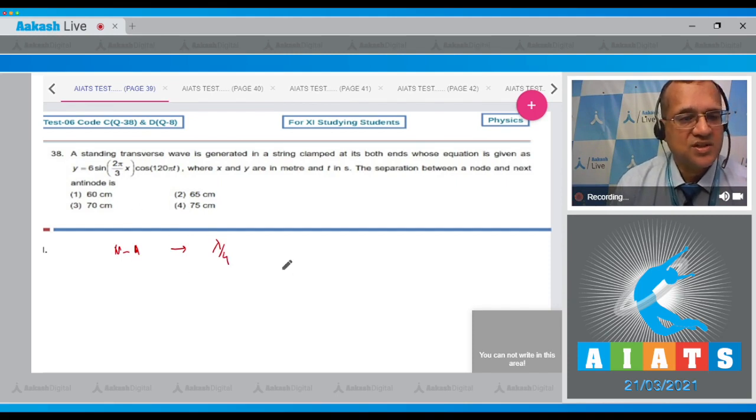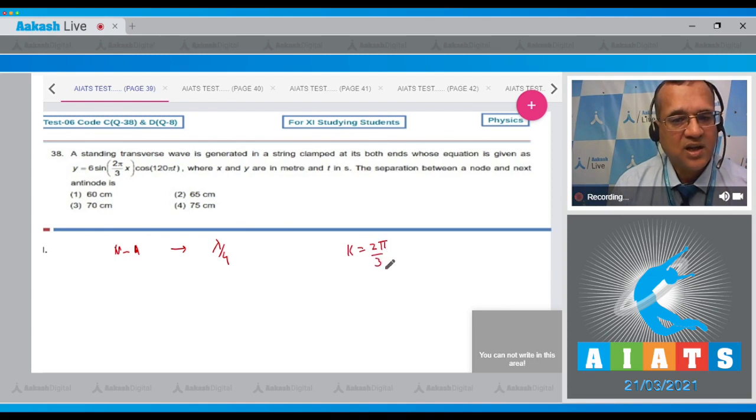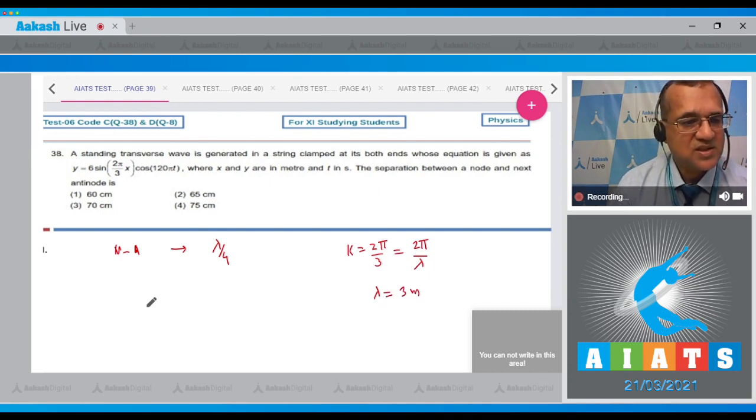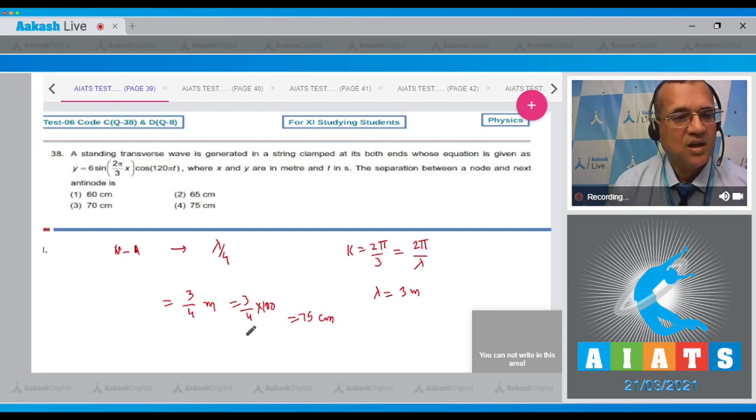Now this equation is of the form y equals 2a sin(kx) cos(omega t). Then k is equal to 2 pi by 3, and k is also equal to 2 pi by lambda. Therefore lambda is equal to 3 meters. So the distance between the node and antinode is lambda by 4, that is 3 by 4 meter, and 3 by 4 into 100 centimeters is 75 centimeters. Option 4 is 75 centimeters. So the correct answer is 4.